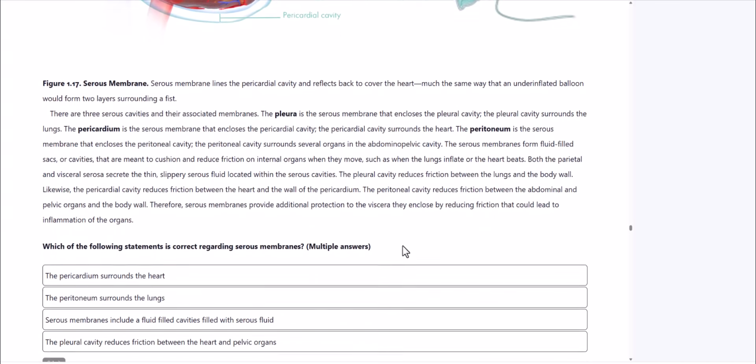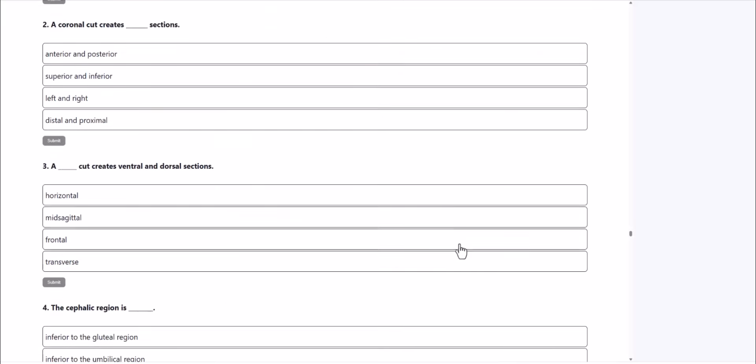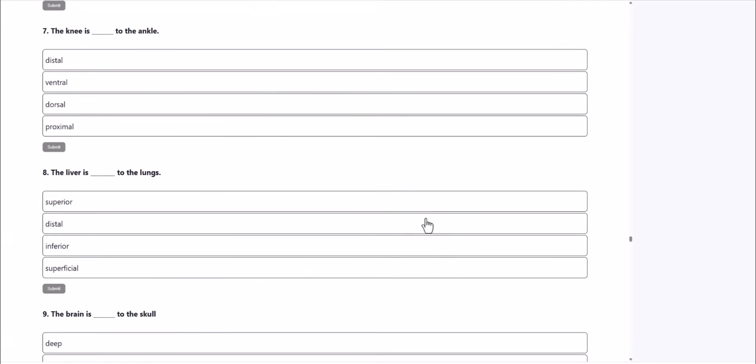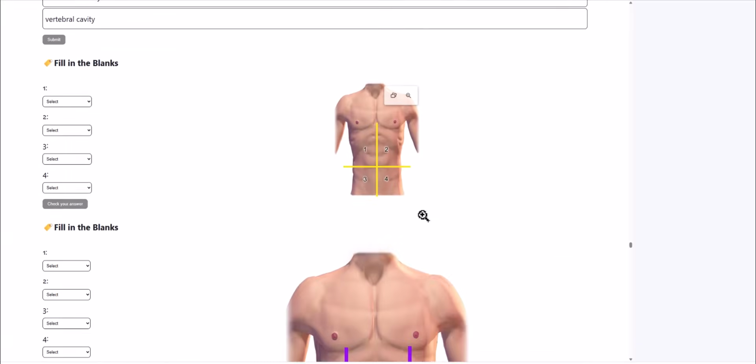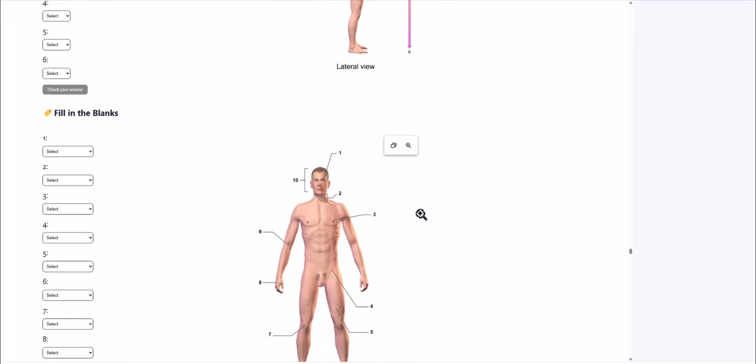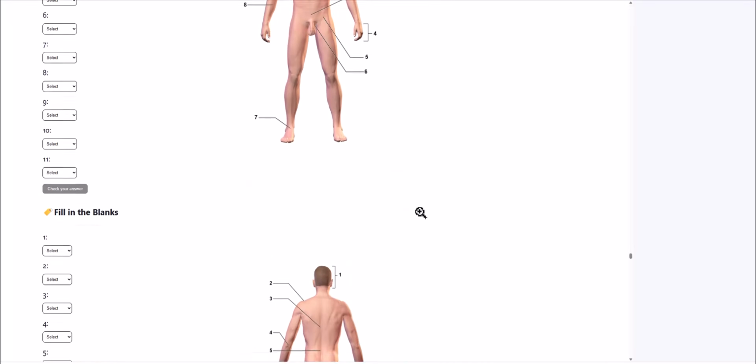So answer these questions to confirm your understanding of these terms, directional terms, lots of labeling in this section as well. So this will be a very, very helpful section for you.